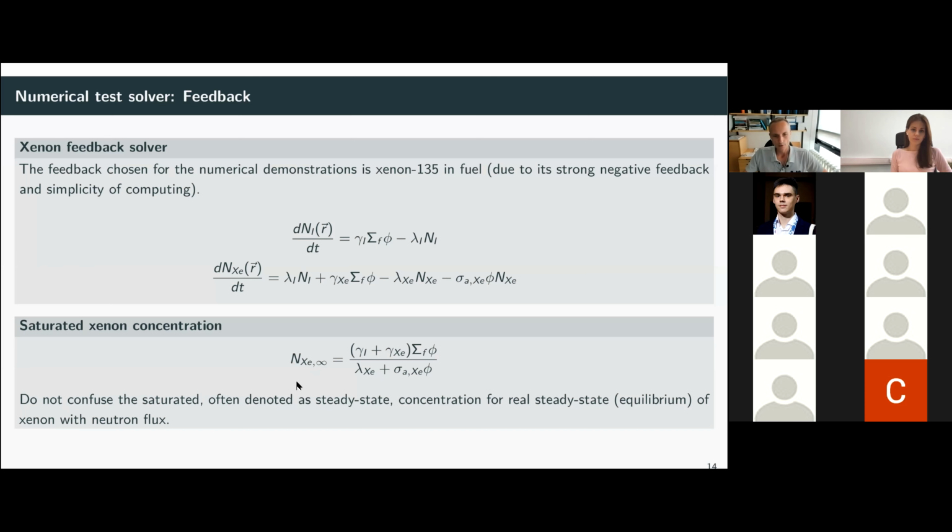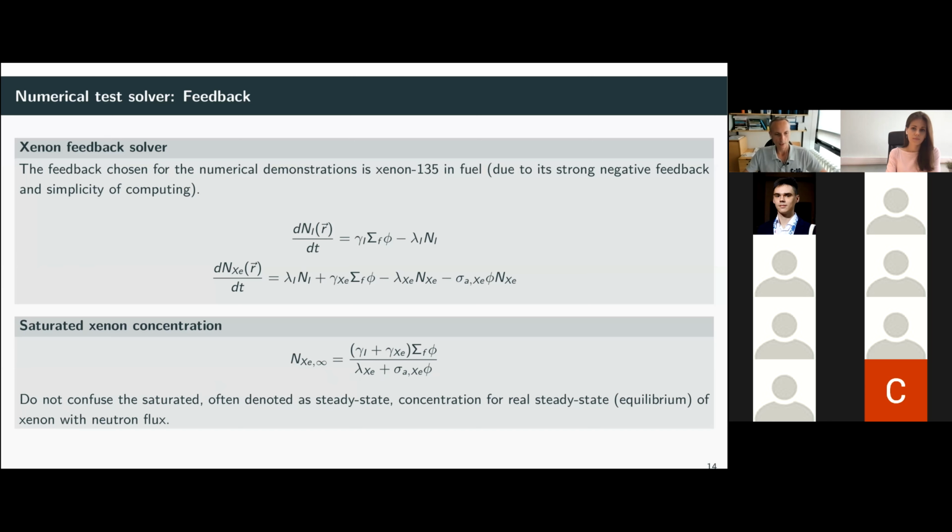So let's denote this concentration as saturated concentration for the xenon. There are a lot of confusions here because sometimes people think that when it's saturated or steady state, it means that it is in steady state with the neutron flux as well, which it is not. So let's assume that the saturated concentration of xenon is simply the steady state concentration in a reactor at which the flux is fixed. So I assume here it is fixed, it doesn't change. If it did change in response to the concentration of xenon, you would again have a nonlinear equation here.